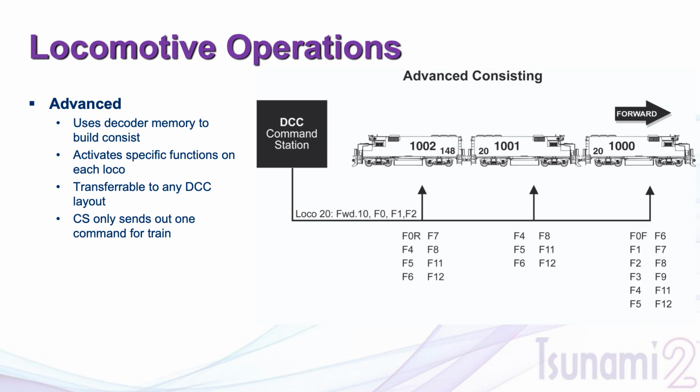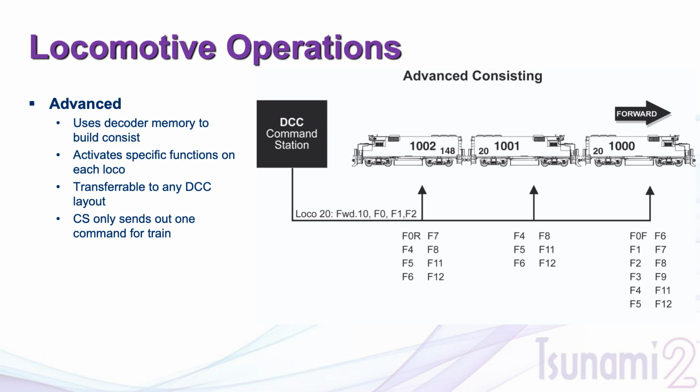So the way I actually encourage is what's called a true advanced consist system. Now the consist in this case is stored in the memory of the decoder. And you tell the decoder, hey, you're part of this consist and you're going to respond to these functions. So when I grab my throttle and start dialing up my locomotive, I select my locomotive consist address. So for example here, I'm going to use consist 20. And we'll show you how to set this up in a minute.